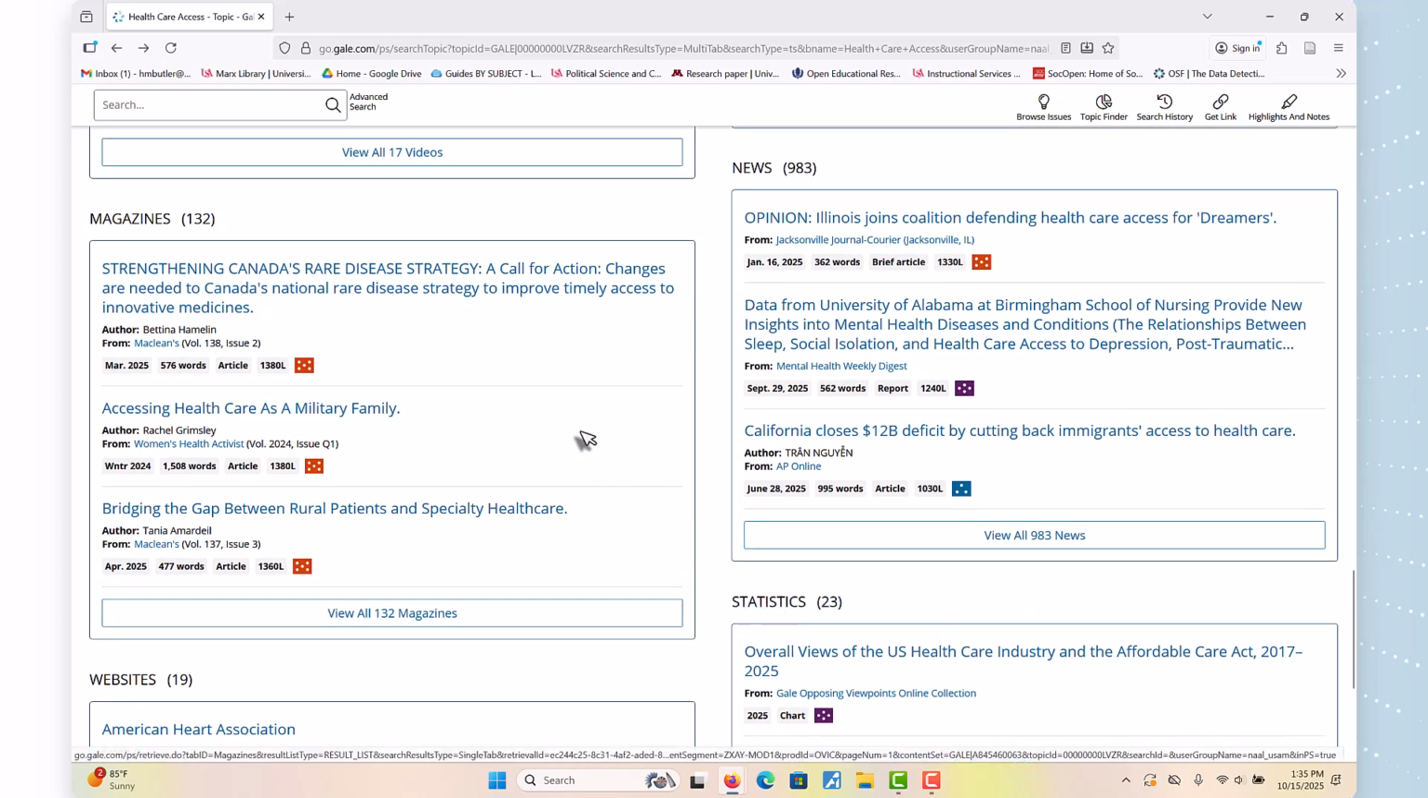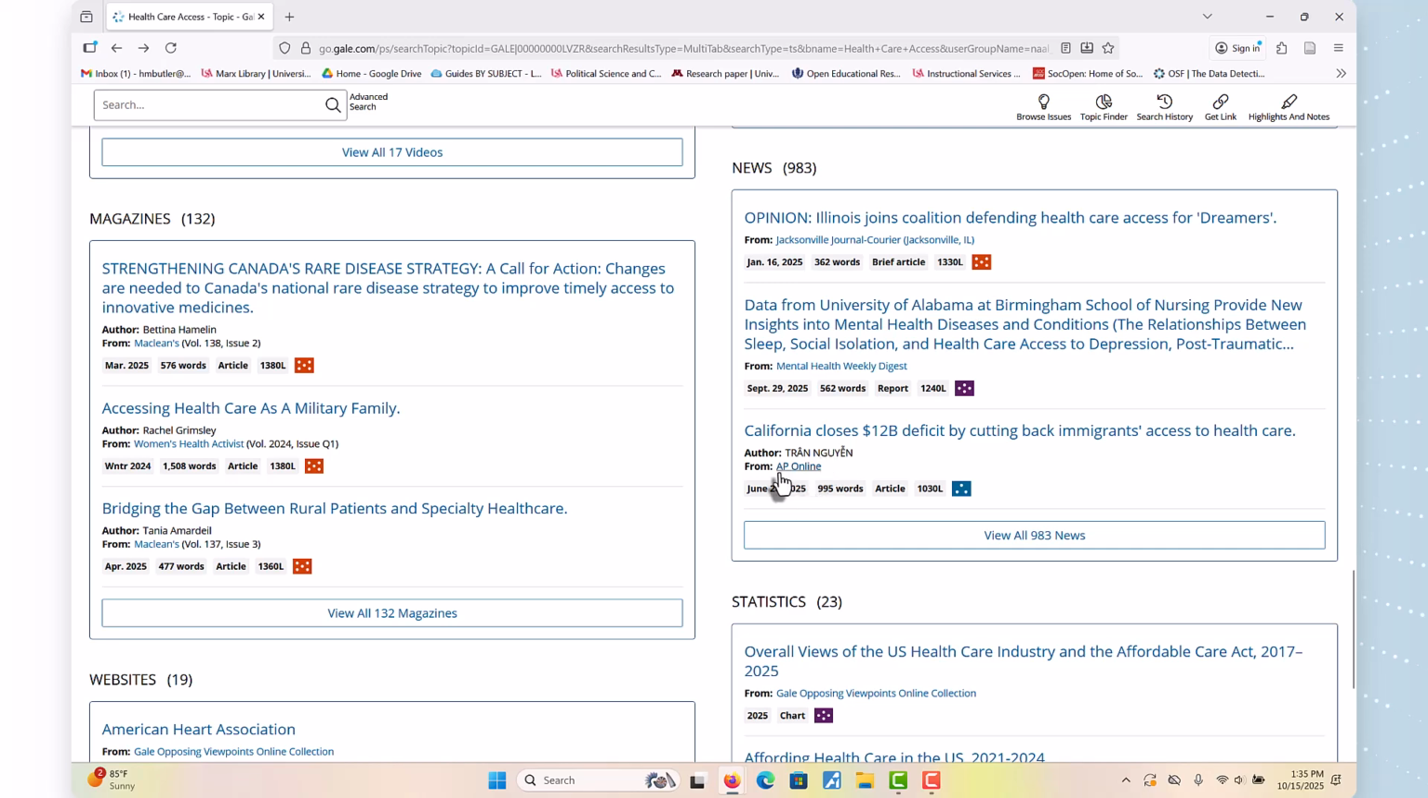And then we have, specifically, magazines and news down here. These are going to be popular sources. They can still be perfectly fine to cite depending on what kind of research project you have. For these, they give you information on where the item was published, what its title is, when it was published, and for some of these they also give you an author.